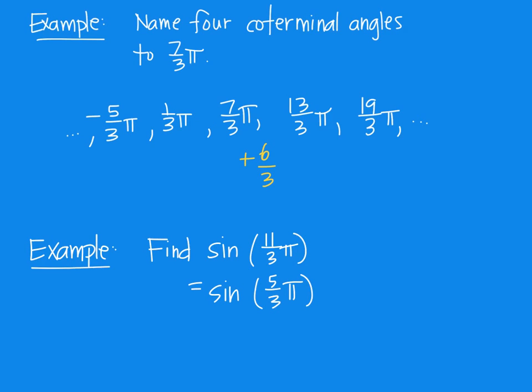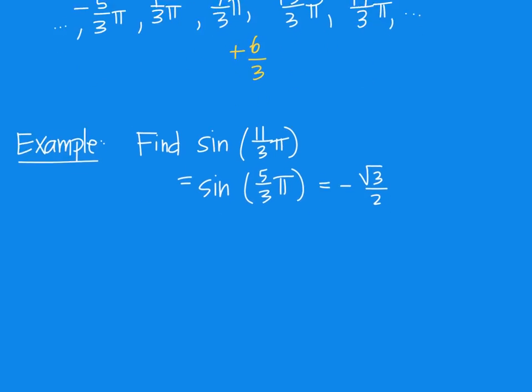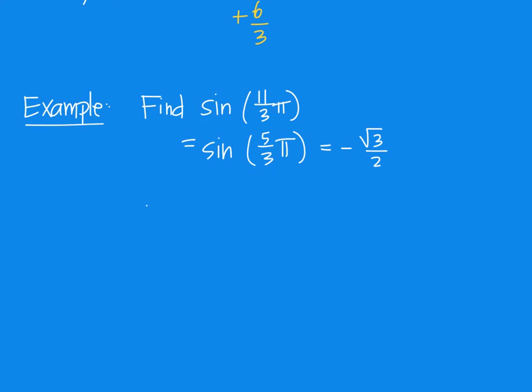Hopefully, you do have the answer to sine of 5 pi/3. That is negative rad 3 over 2. So in all of your examples, you're going to either add or subtract a coterminal value. Okay, find the tangent.